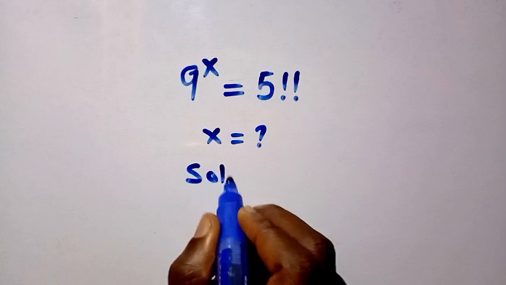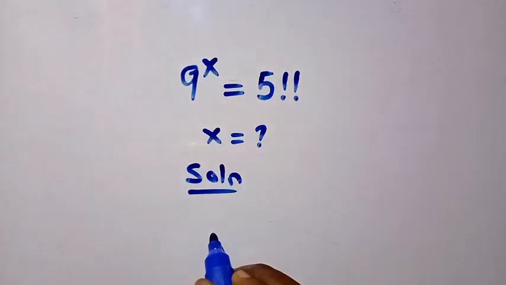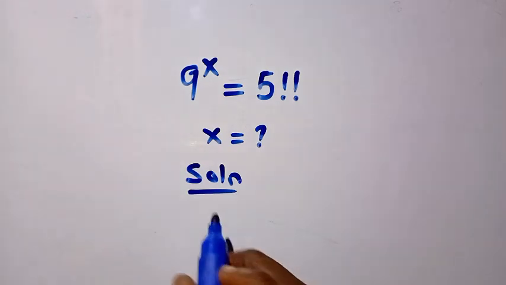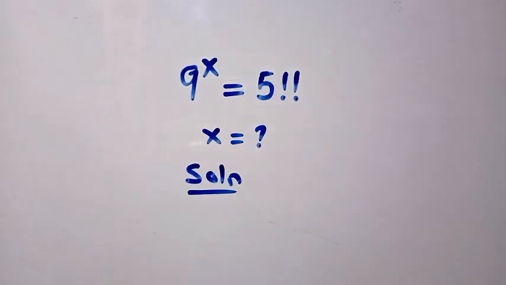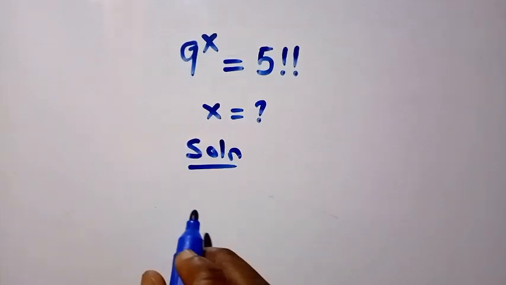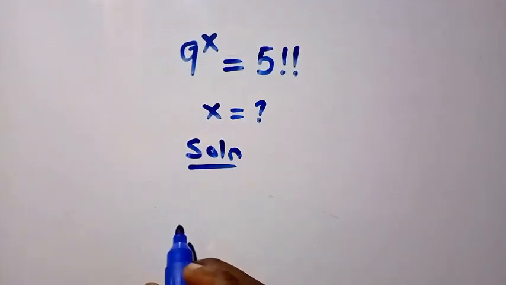How to solve these nice exponential equations. The combination of factorial: 9 power x equals 5 double factorial. We'll be trying to find the value of x here. But first, we have to understand the concept of factorial.